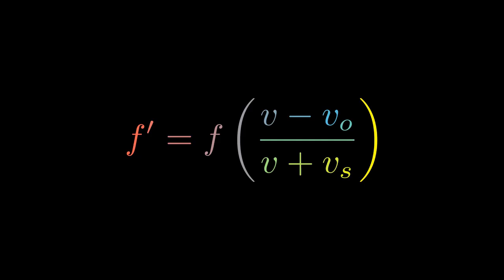Let's go to the source. The source is moving away too, so causing an overall decrease in the whole fraction. So if we want an overall decrease in the whole fraction, we have to increase the denominator. So in order to increase the denominator, we add the velocity of the source to the velocity of the sound. This gives us v plus vs. Okay, let's take an example.